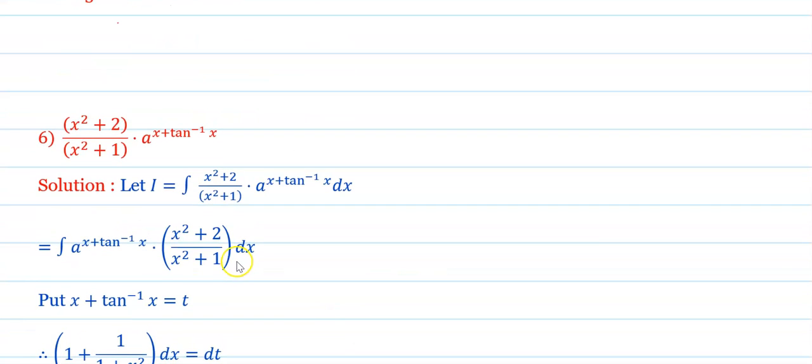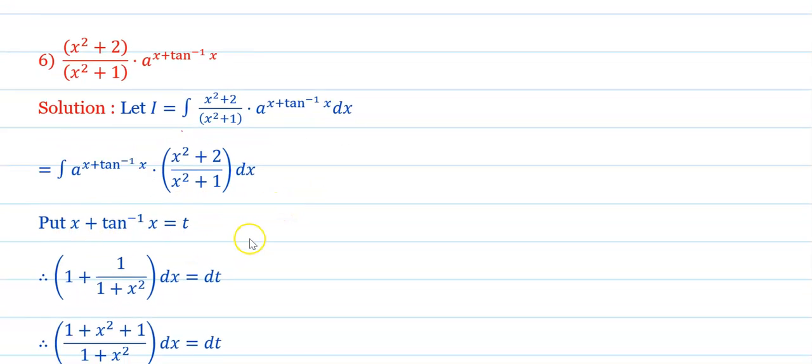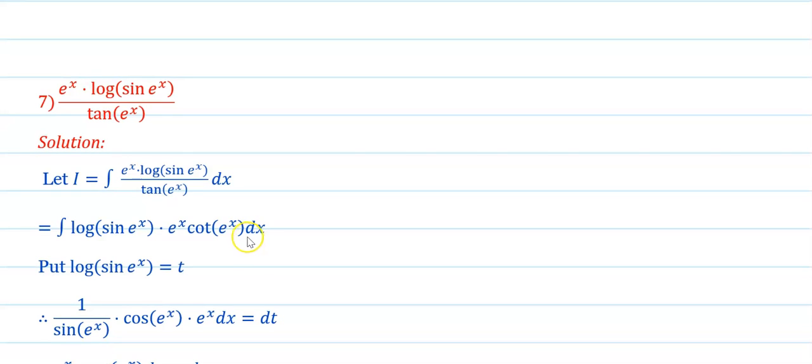Okay, पुन्हा तुम्ही इथे बघू शकता की x square plus 2 upon x square plus 1, this is important because it's a derivative of x plus tan inverse of x. तो derivative आहे, and hence the substitution is x plus tan inverse of x. Okay, now the next problem.